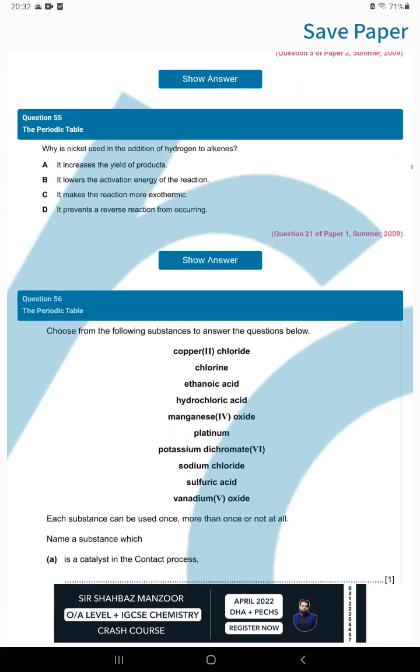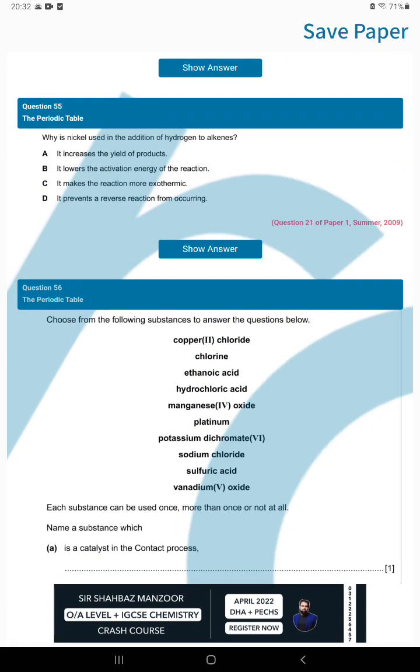Why is nickel used in the addition of hydrogen to alkenes? I think it's okay. It's alkenes. We have done this again.